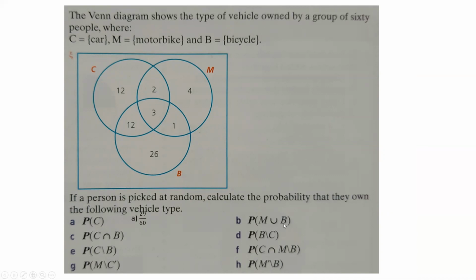All right. Okay, let's see B. B is probability of M union B. M union B means I combine M and B. If I combine them, I add this 1, 2, 3, 4, 5, 6. These 6 figures I add together. So I get 48. 48 over 60. So this will be your answer. Okay. And C intersect with B. C intersect with B means these two, 12 and 3. When I add these, you get 15. 15 out of 60 is your answer.